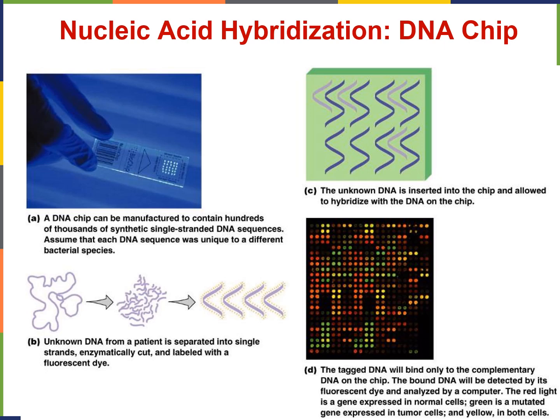You could have yellow or orange. What that meant is that there's partial hybridization between the unknown sample and the DNA embedded on the chip. Lastly, you could have red. Red means that there was no hybridization between the unknown patient sample and the DNA on the chip. So by doing this, you can compare one unknown against hundreds of thousands of different bacteria species at one time. So it's supposed to make the process of isolation and identification much quicker than traditional methods.